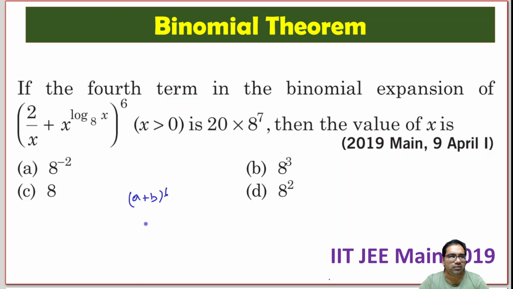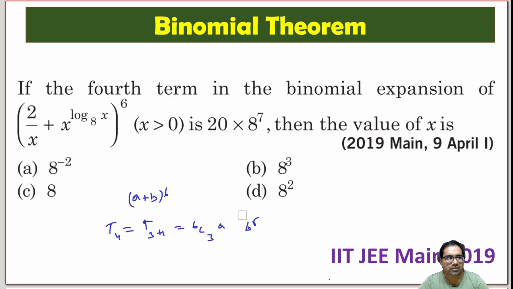And we know the (r+1)th term is nCr a^(n−r) b^r. The (r+1)th term of this expansion is this one. Here n is 6, so this is 6C_r. And what is the fourth term? Fourth means r should be 3. T4 is nothing but T(3+1). So r is 3.